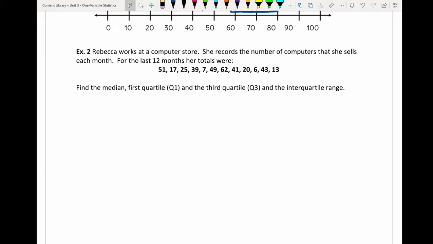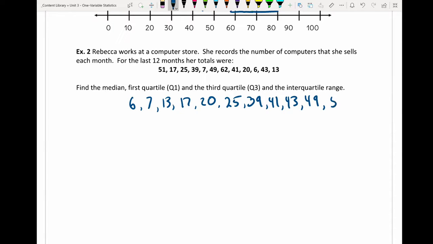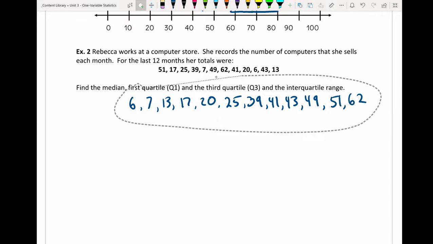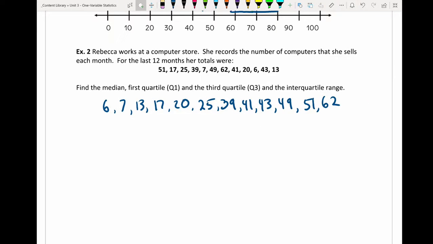So the first thing we want to do, whenever we're finding the median, is put our numbers in order from least to greatest. So 6, 7, 13, 17, 20, 25, 39, 41, 43, 49, 51, and 62. So these are all of our data values, our 12 numbers, all arranged from least to greatest.